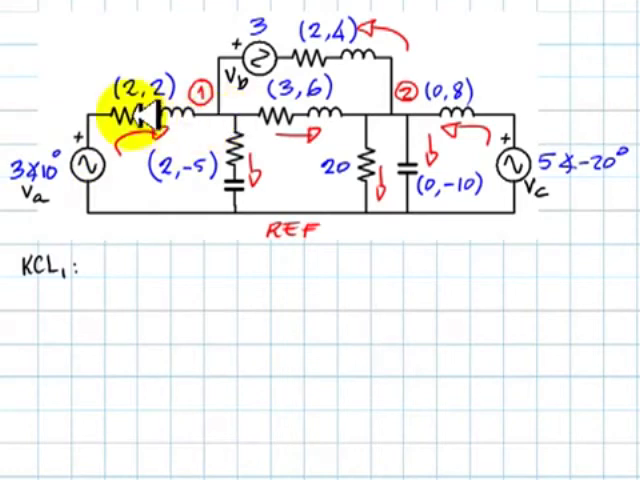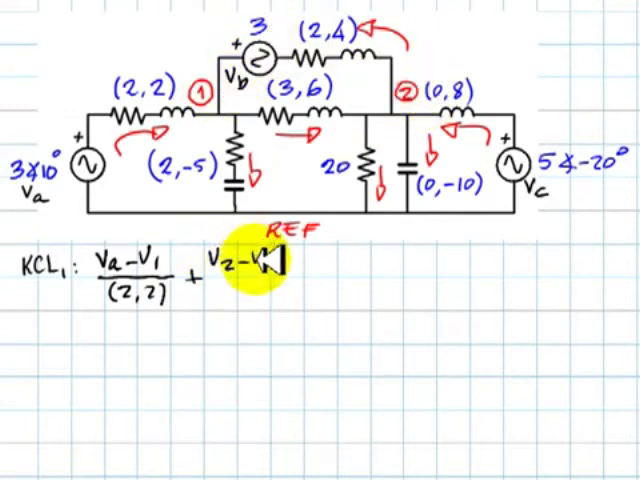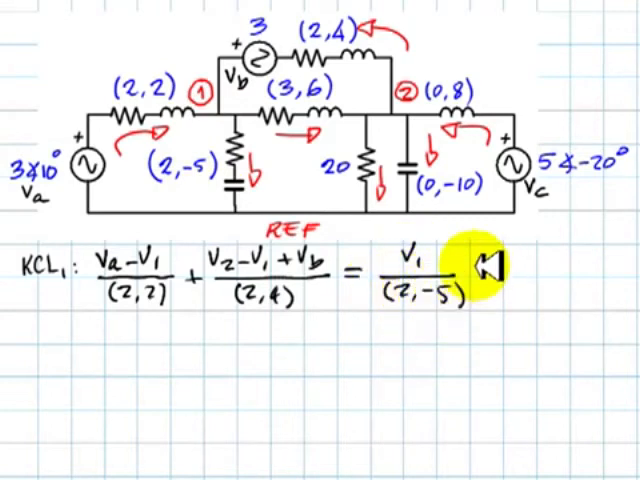This current is VA minus V1 over 2∠2, plus the current entering through this branch, that is V2 minus V1 plus 3, which is VB. Let me write VB divided by the impedance of the branch, which is 2∠4. And that is equal to the currents leaving the node. This current on the vertical branch is V1 divided by 2∠−5, plus this other current, which is V1 minus V2 divided by 3∠6.